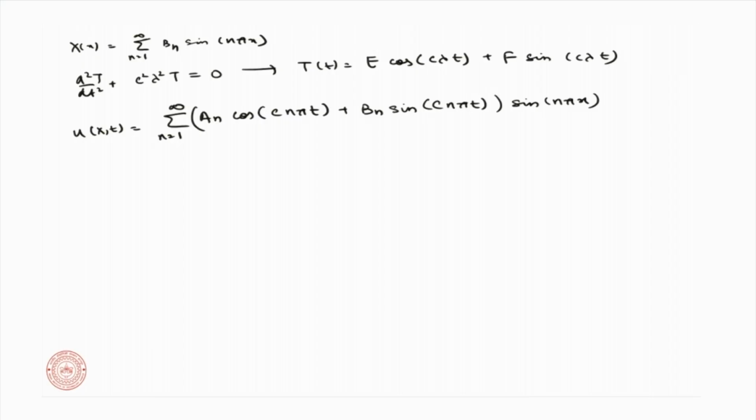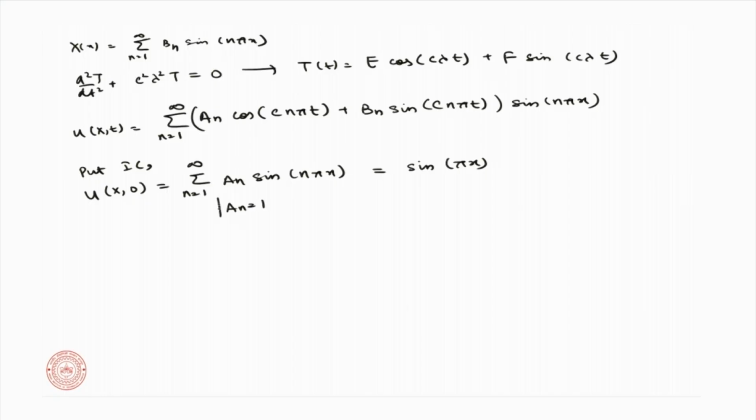Okay. Now, we can substitute our initial conditions. So, put initial conditions. First initial condition was that u of all x at 0 is summation n equals 1 to infinity. If t is 0, the sine term goes away, you have your a n, the cos term becomes 1, sine of n pi x is equal to sine of pi x. Okay. If this is the case, then we can find that a n is equal to 1. So, a n is found.